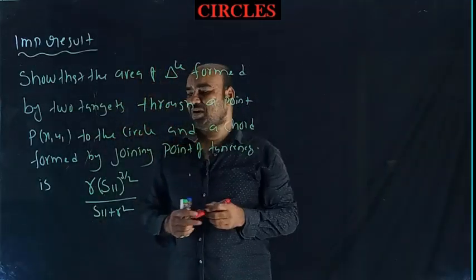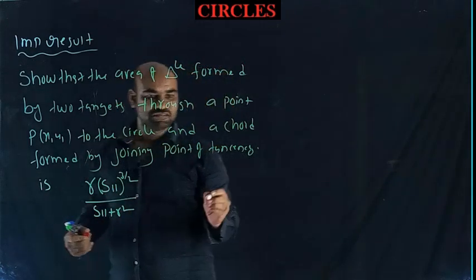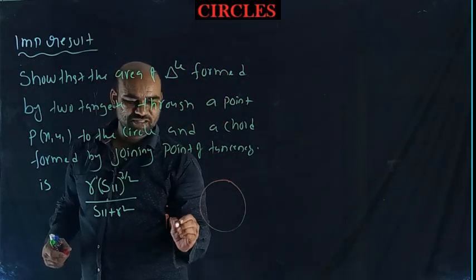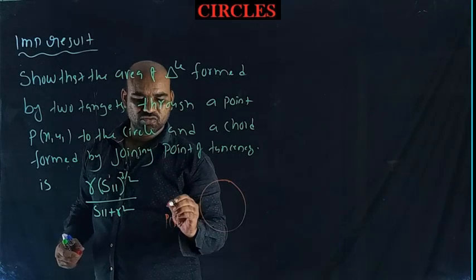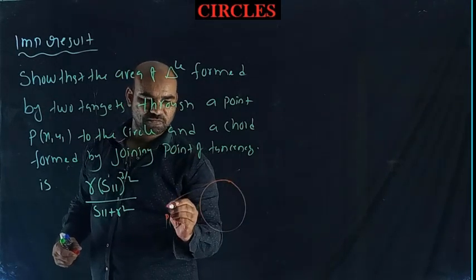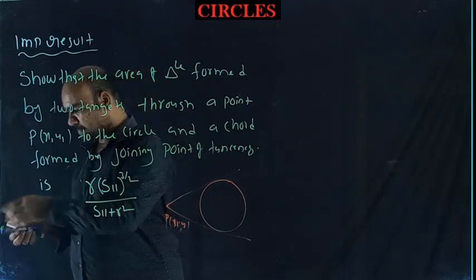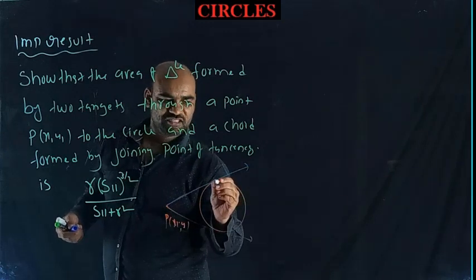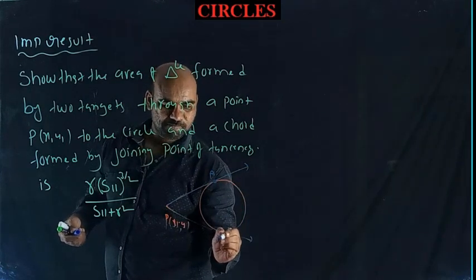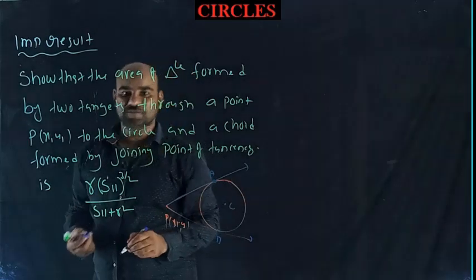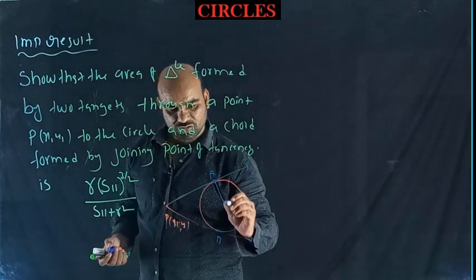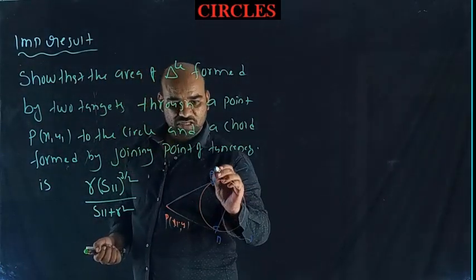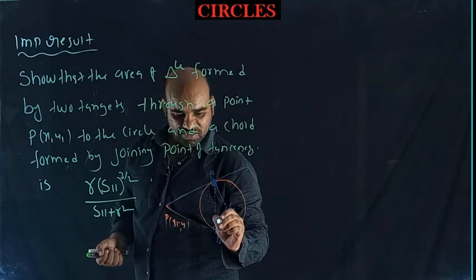Students, another important result. A circle is given, and a point P, an external point, is given. We know that through this point you can draw two tangents. These are the two tangents. Let the points of tangency be A and B. Let O be the center of the circle. So you know that here it is 90, here 90. Joining the points of tangency, you get a chord.